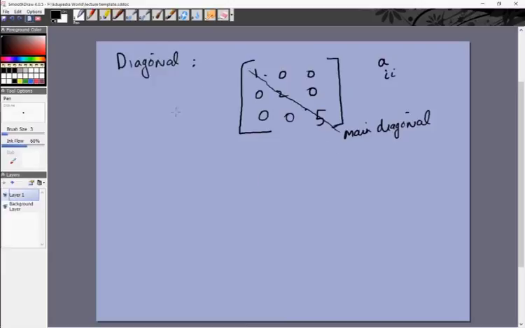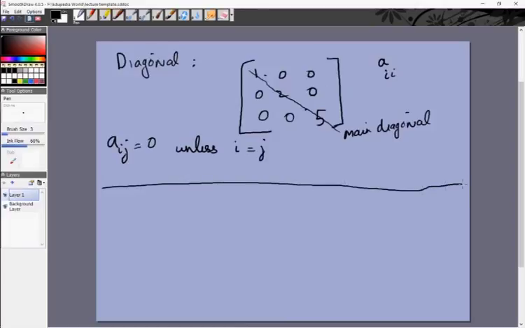So a diagonal matrix is a subset of a square matrix in which only the entries on the diagonal are non-zero. Every entry that is not on the diagonal is 0. So a_ij is equal to 0 unless i is equal to j. So these entries are 0, these entries are 0. This is called a diagonal matrix. Now there are other matrices which are not exactly diagonal matrices but derivatives of that.